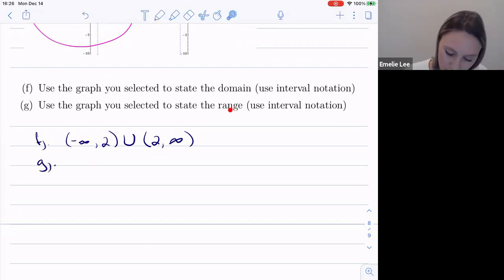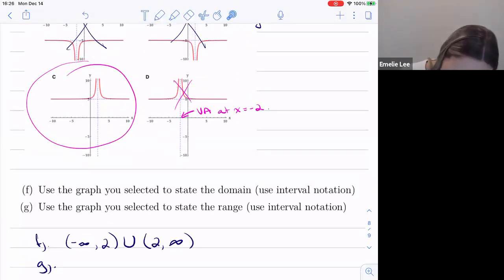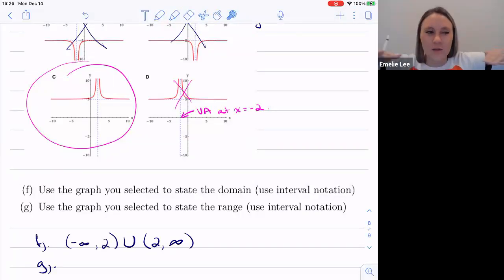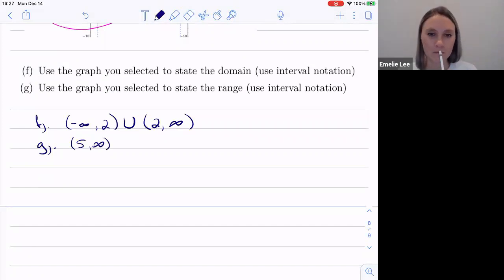Same thing for G, but the range, so the range is the y values. So again, here, the y values look like they're going from 5, but not including 5. We have a horizontal asymptote at 5, so we can't quite get to 5, but we're going from 5 up to +infinity. So from 5 to infinity. Okay.